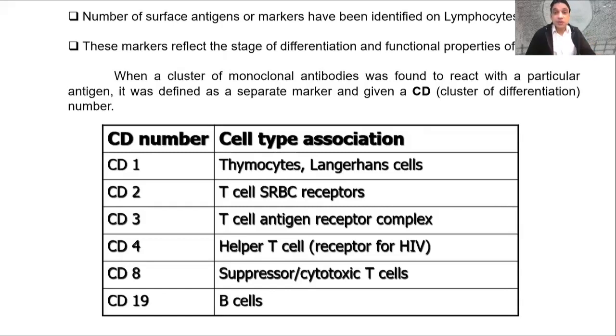The receptors are also the receptors for HIV. CD8 cells, CD8 having the combination of receptors called CD8. This combination is present on the suppressor cells as well as on the cytotoxic T cells. Cytotoxic T cells, just keep that word in your mind.